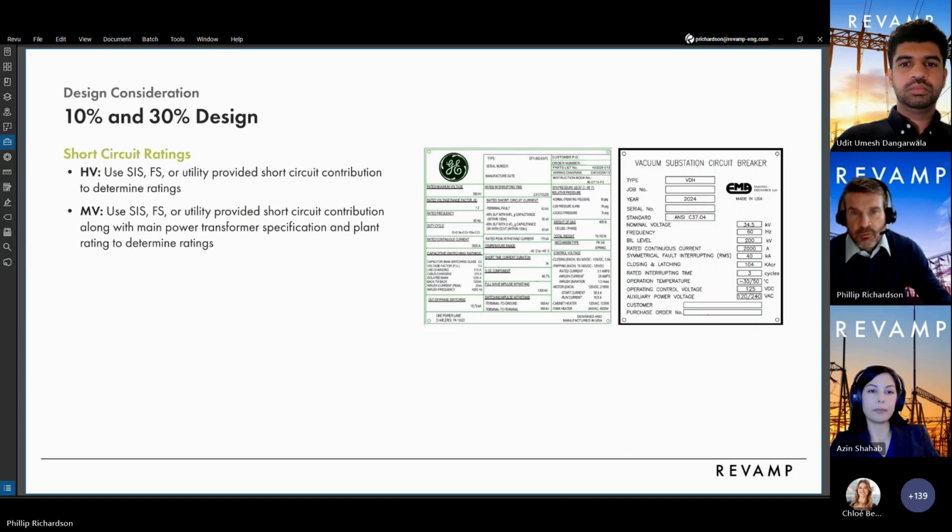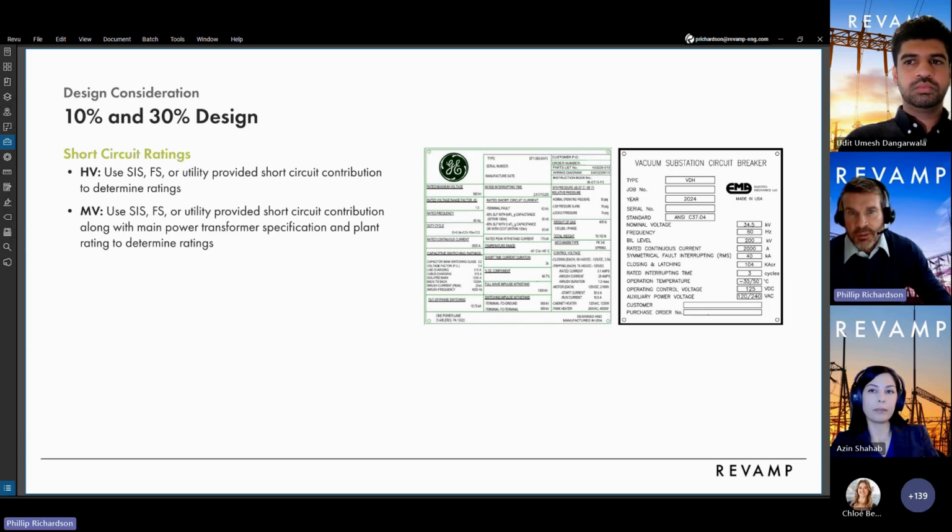For short circuit ratings, we'll use the system impact study, facility study, or utility provided short circuit contribution, and then we apply a growth factor to that, usually about 20%, unless the client decides to provide one for us. If the information is not provided, we'll either use 40 kA for equipment rating, or if lead time is an issue, we'll use 63 kA.